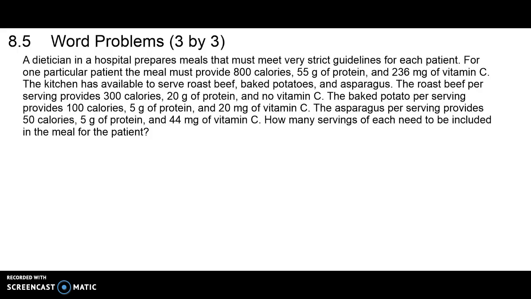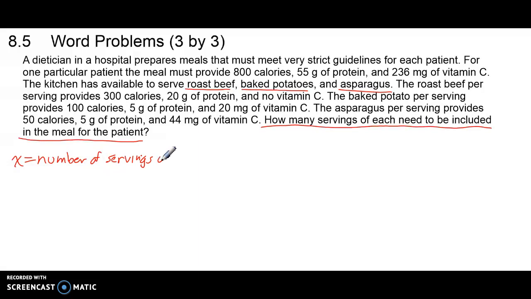So the first thing you should do is identify what your variables are. And the easiest way to do that is to read through the paragraph, find out where you're being asked to find something. What's the actual question about? And here the question is about how many servings of each need to be included in the meal for the patient. And when they say each, what they mean is each servings of roast beef, baked potatoes, and asparagus. So X is going to be the number of servings of one of those things. So the first one is roast beef.